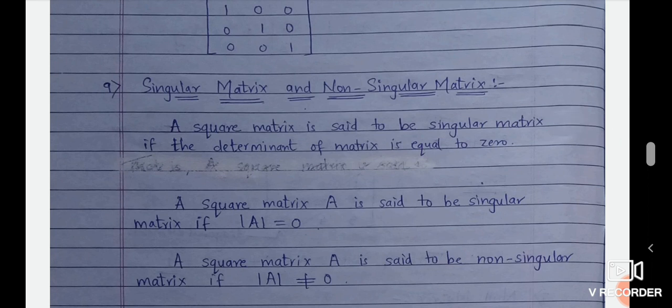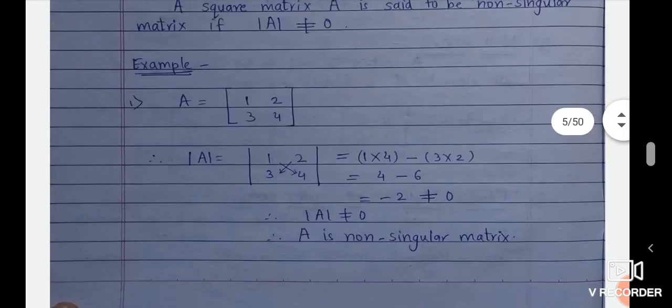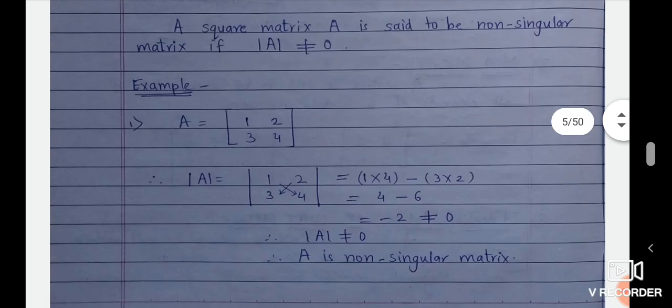Next is singular matrix and non-singular matrix. So let us see the example. I have taken one matrix A. To check whether the matrix is singular or non-singular, you have to find the determinant of the matrix. If your determinant is 0, then it is a singular matrix. If your determinant is non-zero, then it is a non-singular matrix.